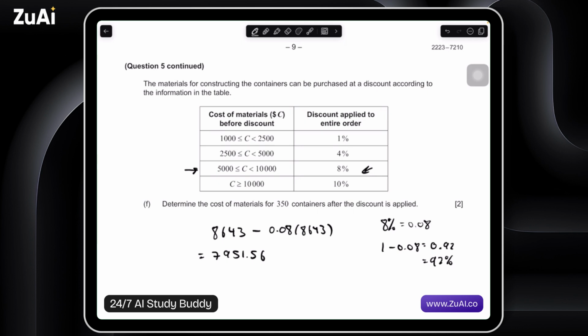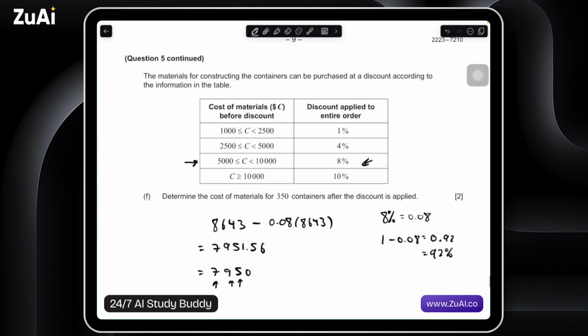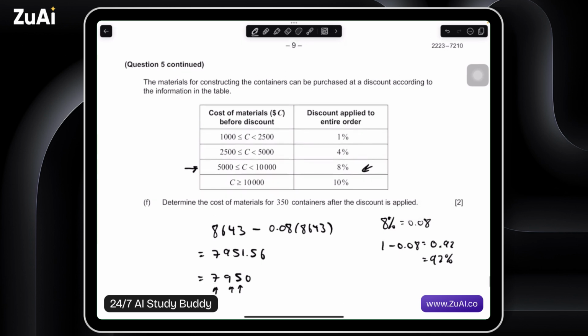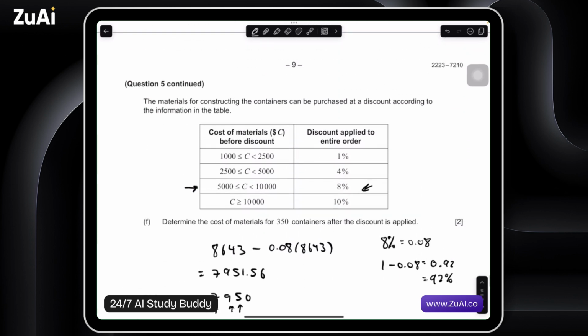Determine the cost of 350 containers after the discount is applied. To 3 significant figures, we would write this as 7950. Once again, 1, 2, 3. To be honest, a rather peculiar way to end a very complex question, with a kind of simple discount. But overall, quite a good question, but a lot going on, certainly.